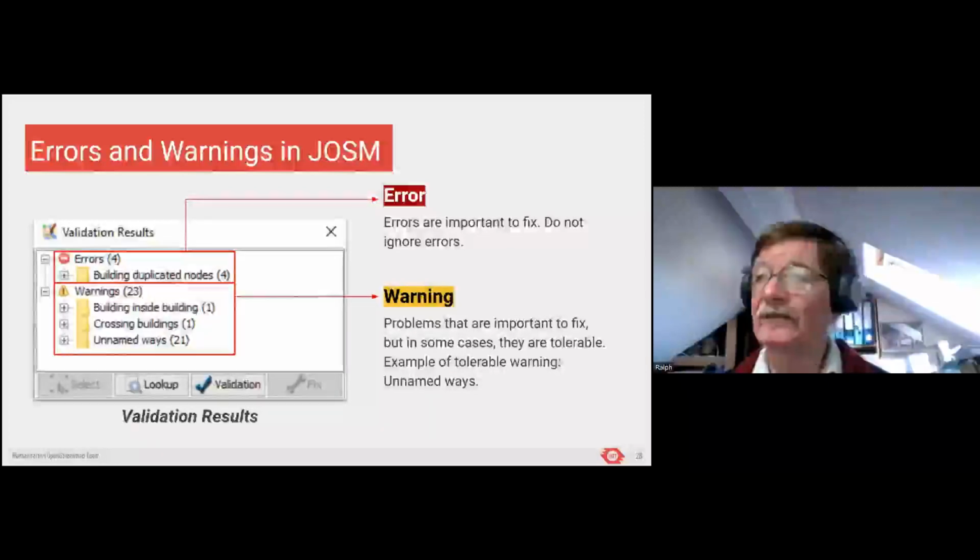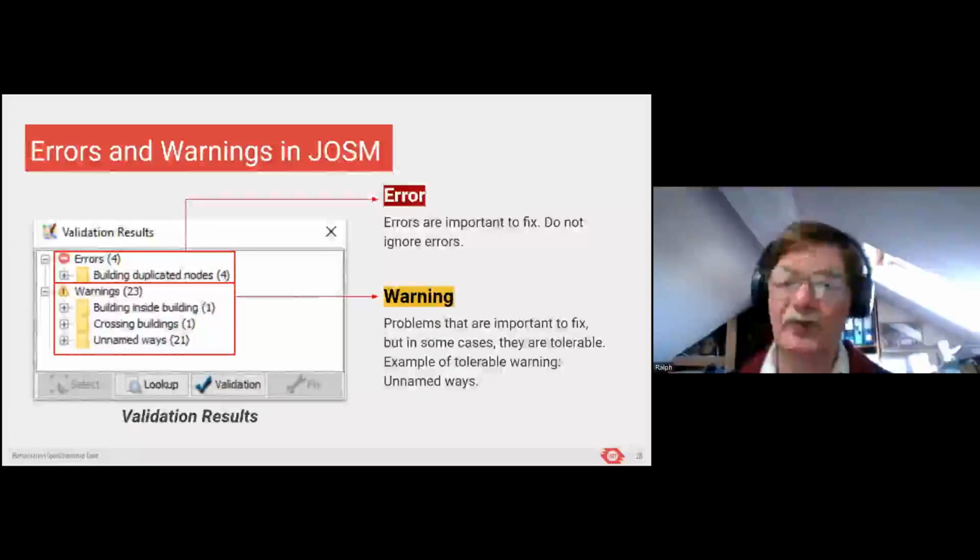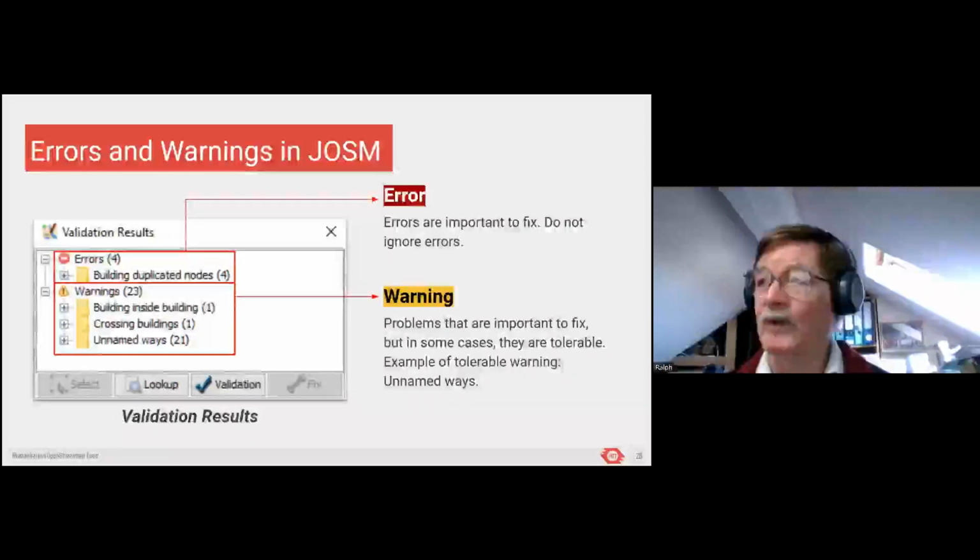Errors and warnings. Okay, an error is an important thing to fix. Do not ignore them. Warnings are important to fix too, but some of them you can ignore. Now, I say errors need to be fixed. Those are the ones that pertain to what you are actually validating.